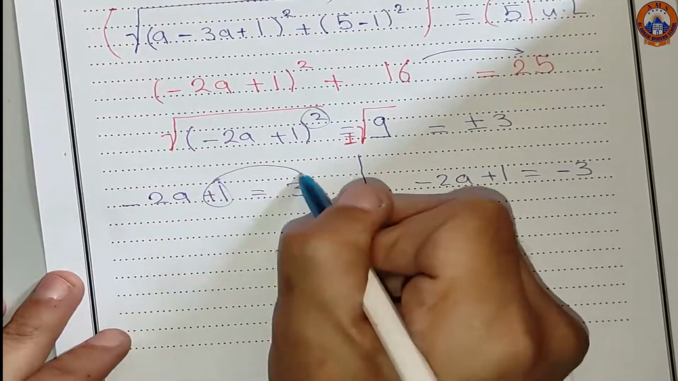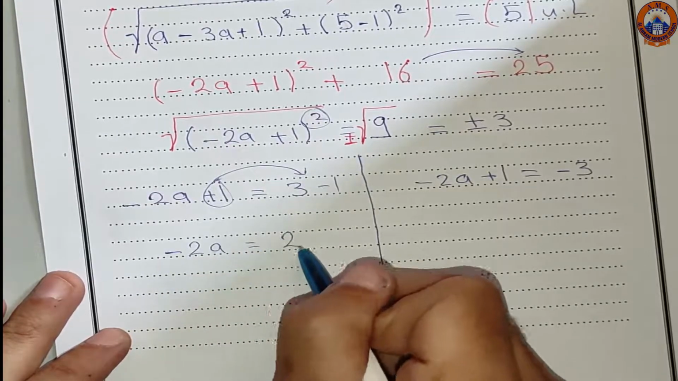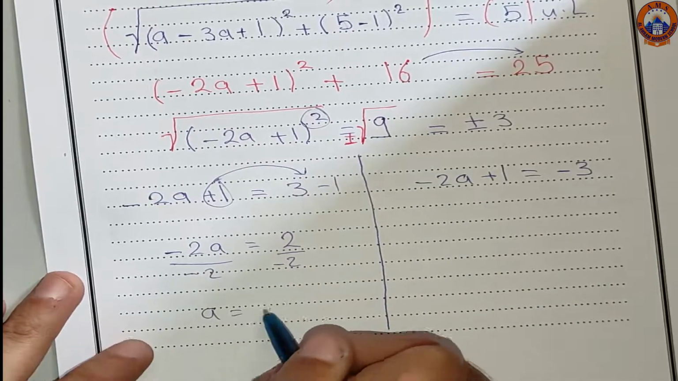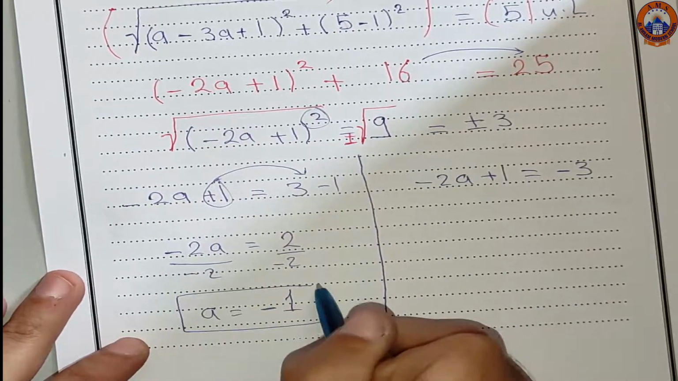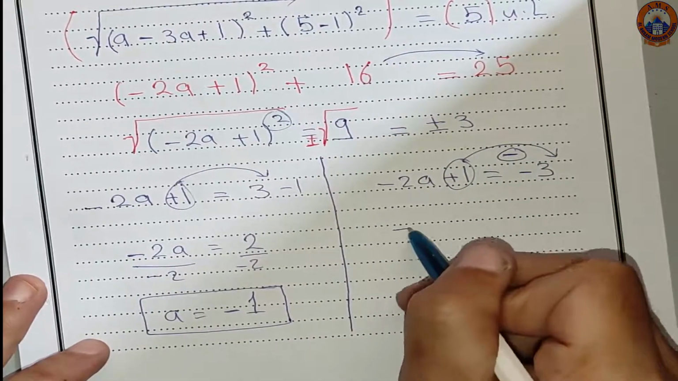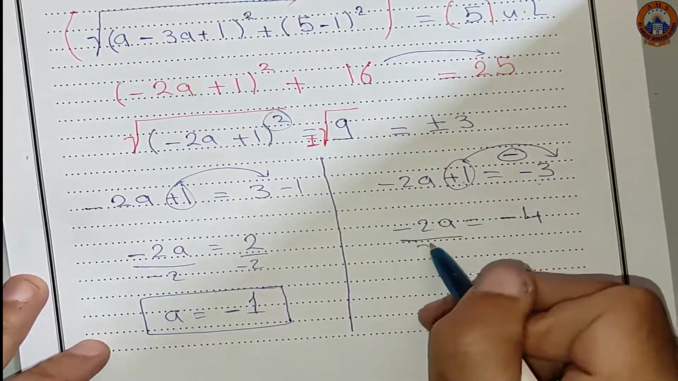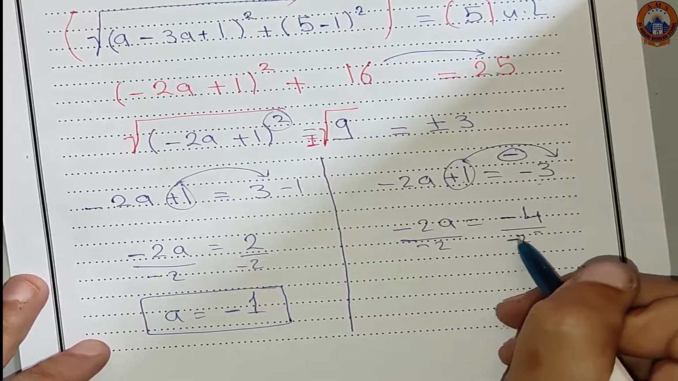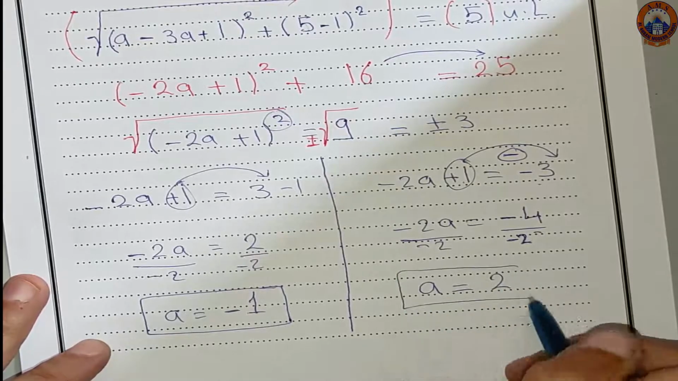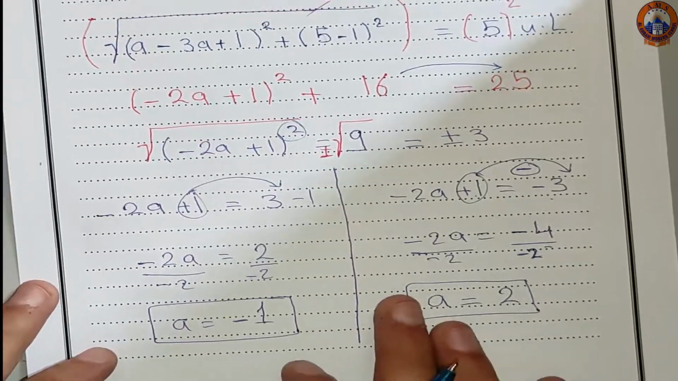By moving the 1 to the other side with a negative sign, we have negative 2a equals 2. By dividing by negative 2 on both sides, a is going to be equal to negative 1, and this is the first answer. By moving 1 to the other side with a negative sign, negative 2a equals negative 3 minus 1, which is negative 4. By dividing by negative 2, a is going to be equal to 2. So the two answers for a are either a equals negative 1 or a equals 2.